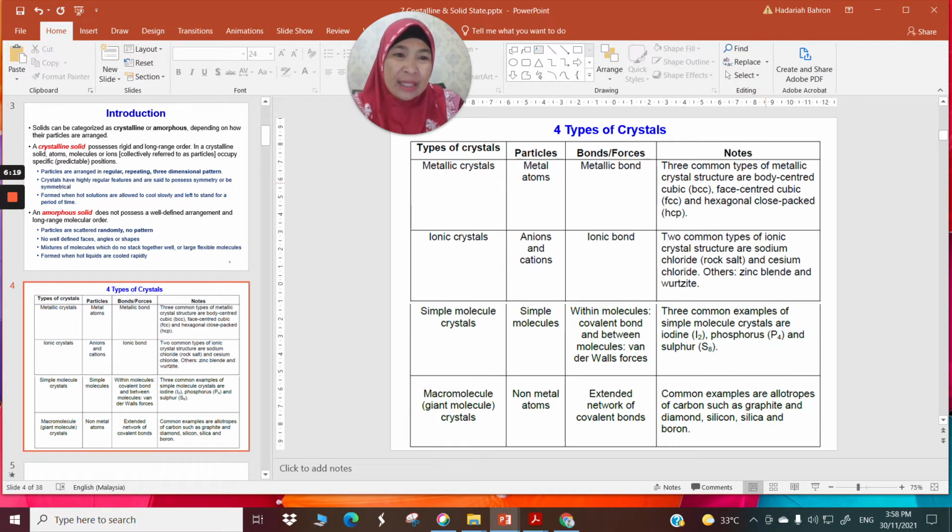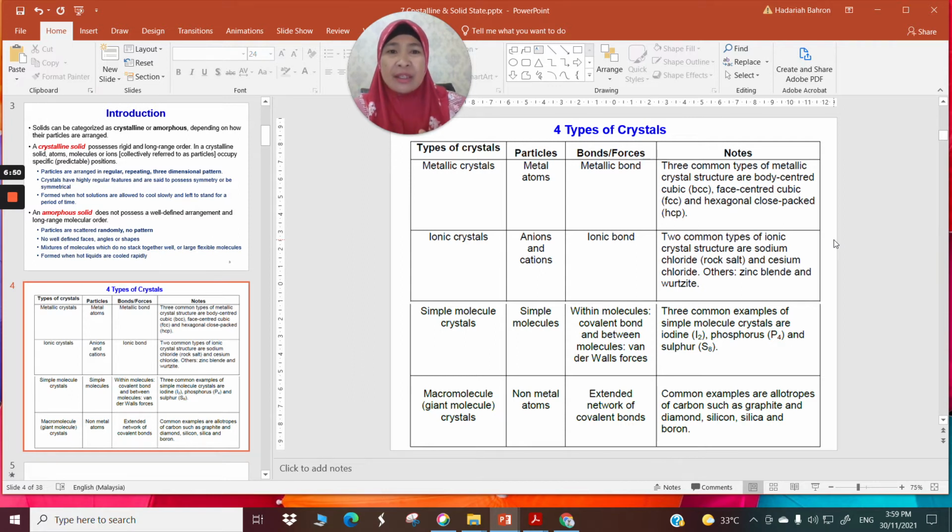There are three common types of metallic crystal structures: body-centered cubic (BCC), face-centered cubic (FCC), and hexagonal close-packed, which is called HCP. So these three, BCC, FCC, and HCP, are common types of metallic crystals.